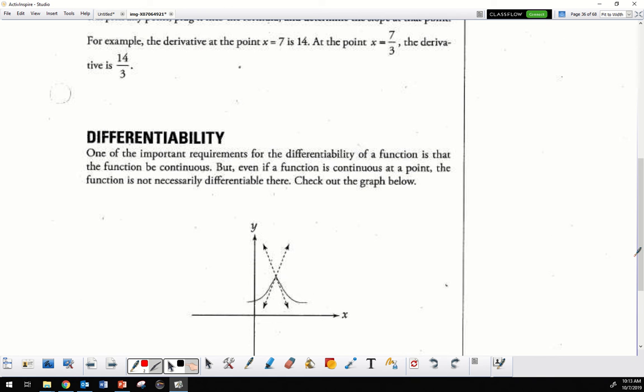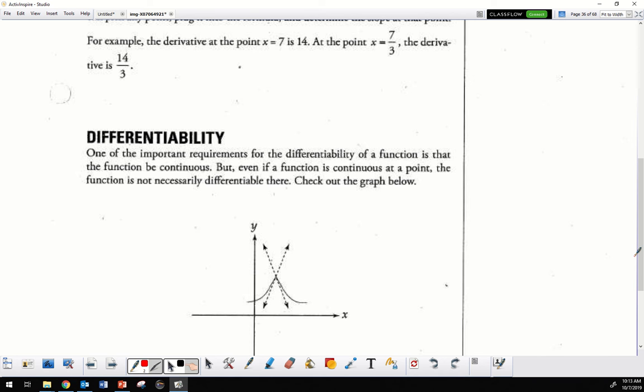Okay, so differentiability. Someone asked me this question on the test. They're like, hey, what is this word? And I was like, can you take a derivative? I asked it twice. Okay, you could ask. I wasn't throwing you under the bus on that one, but still.